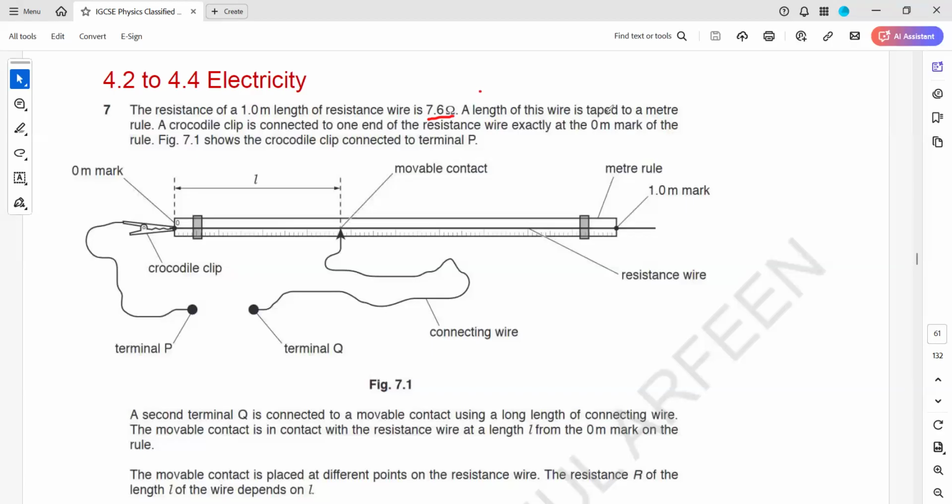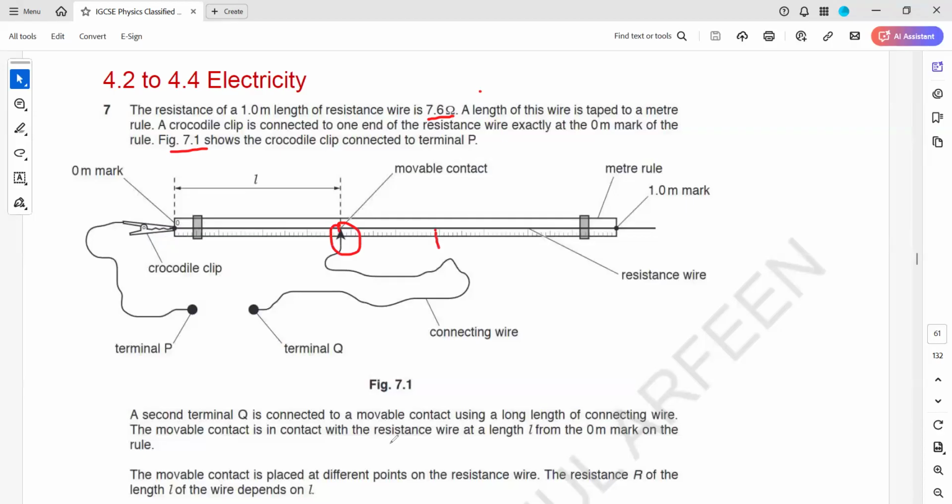The length of this wire is taped to a meter rule. A crocodile clip is connected to one end of the resistance wire, because if you see this, it will appear like a crocodile. Figure 7.1 shows a crocodile clip connected to terminal P. A second terminal Q is connected to a movable contact. So we can move this contact anywhere.